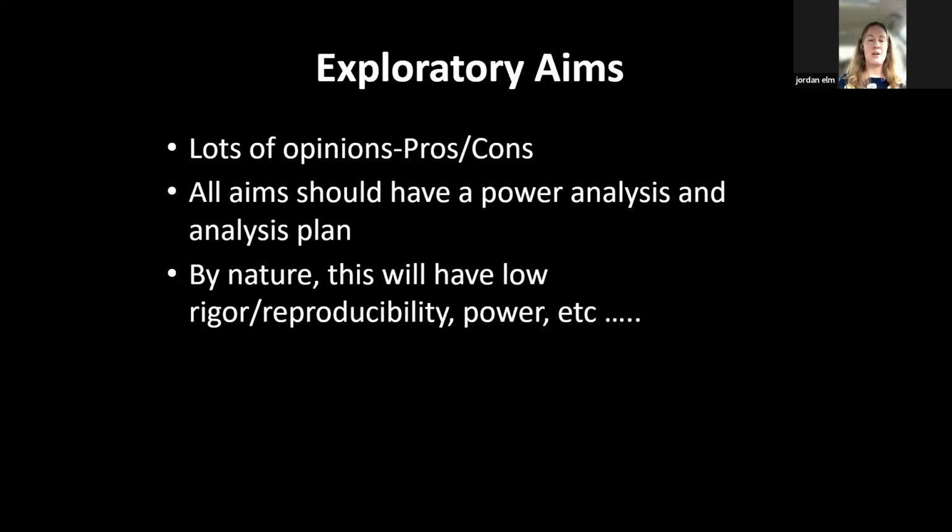That being said, if everything else in a grant looks good, I'm not going to bring that up as a critique, that they had an underpowered exploratory aim. That's not something that I would put, but other people might. So I think that's where it can be a little bit hard to know whether it's good to include that or not. And I think that was my last slide.